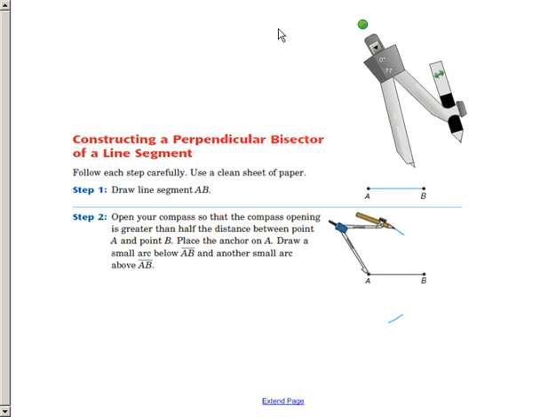All right, so we know perpendicular means at right angles, and we know bisector is going to divide something into two parts that have equal measurements. So you're going to start with a line segment, which we'll call AB. You're going to put your compass so that the compass opening is more than half the distance. So it's got to be more than half of this distance. Half would be the midpoint. You want it more than half.